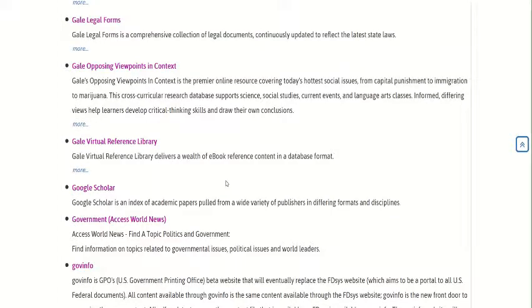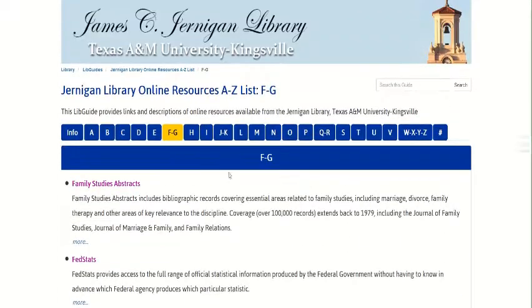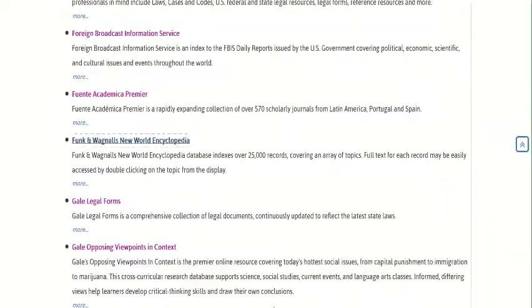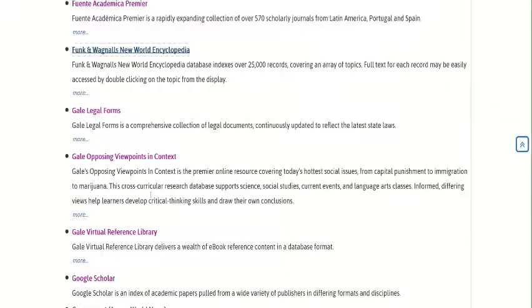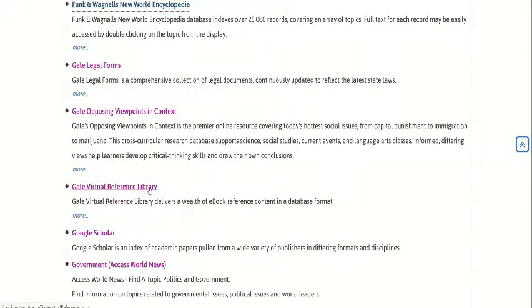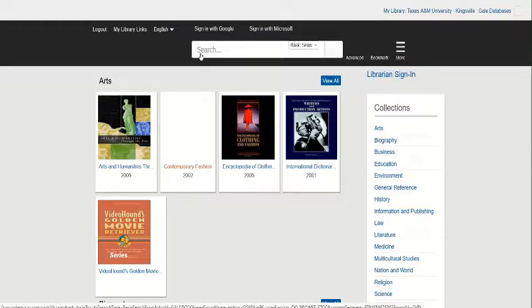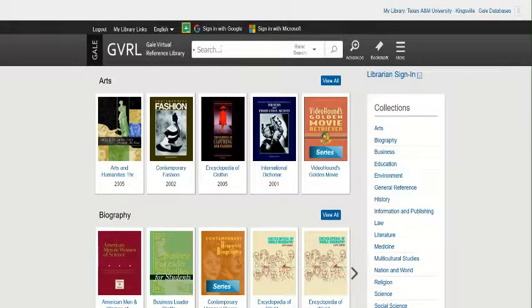Okay, now let's go back to the TAMMOOC website, and let's look at a different research reference library, and that's the Gale Virtual Reference Library. So click on that, and that takes us to the website. You'll notice when it comes up that it's a very different user interface than the EBSCOhost one, than the one that we used for the Funk and Wagnalls Encyclopedia.